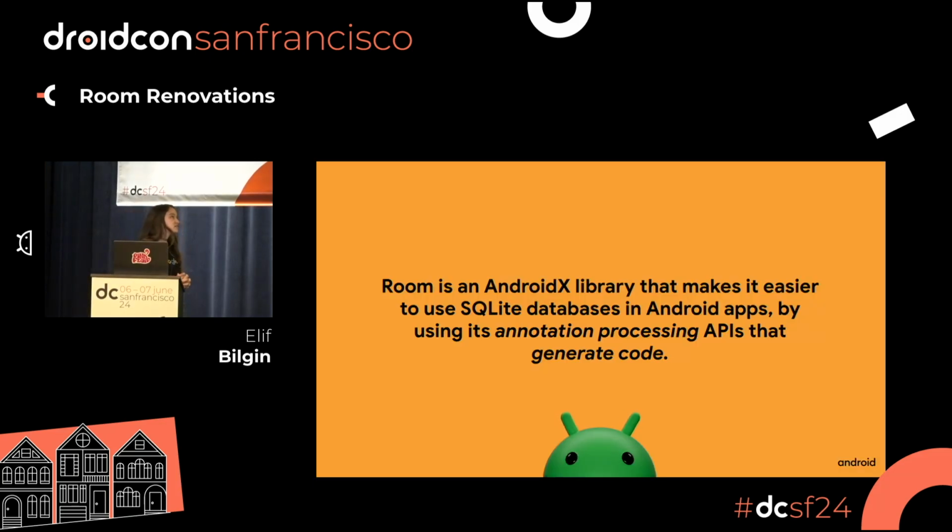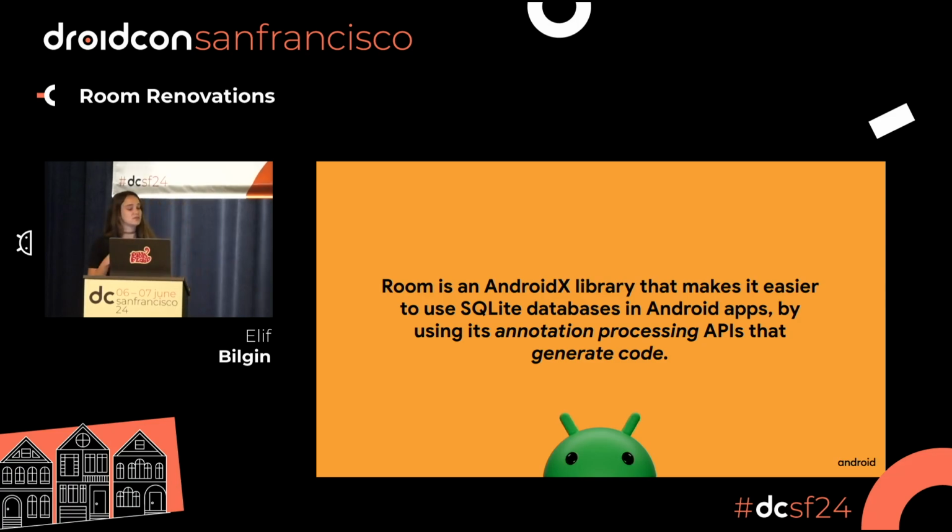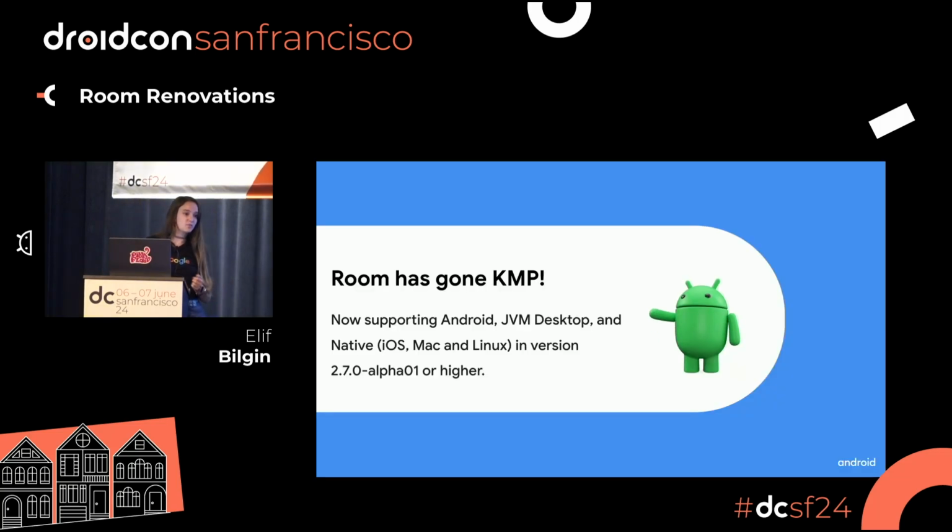Okay, so what is Room? For anyone who hasn't gotten a chance to check it out yet, Room is an AndroidX library that helps you use SQLite databases in your Android apps by using its annotation processing APIs that generate code. Earlier in May, we actually announced that Room went KMP, which is super exciting. It has been a multi-year effort.